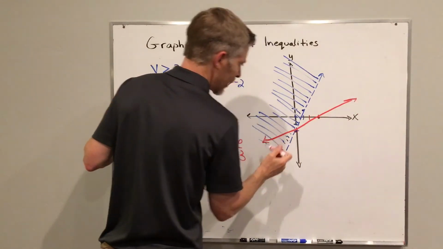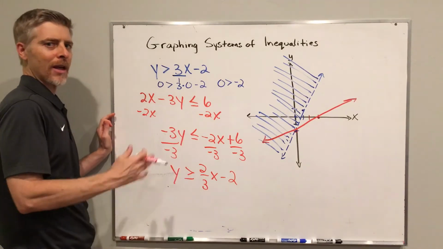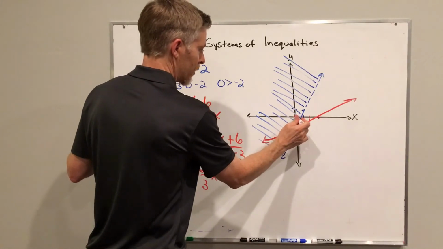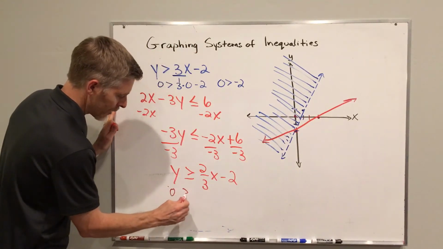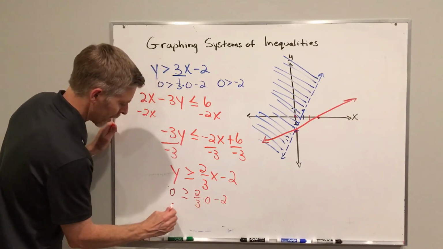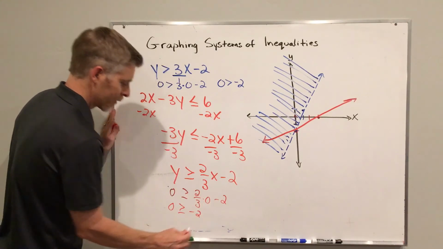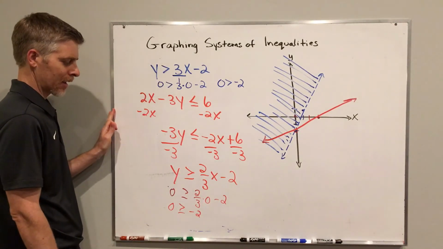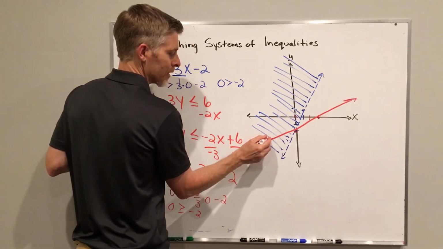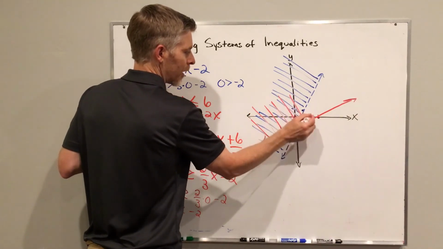And I can use a solid line this time because it has the equal to sign. And now I have to decide which side of the red equation to shade. So let's put in our test value 0, 0. Is 0 greater than or equal to 2/3 times 0 minus 2? Is 0 greater than or equal to -2? Yes, it is. That's true. So this is on the true side of the equation. So I'm going to shade all of this.